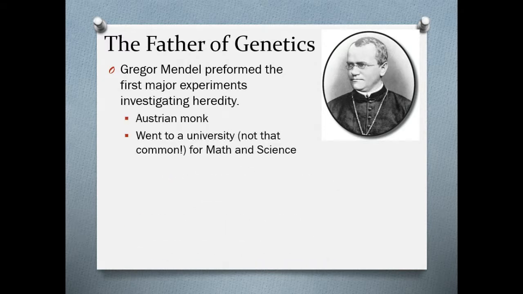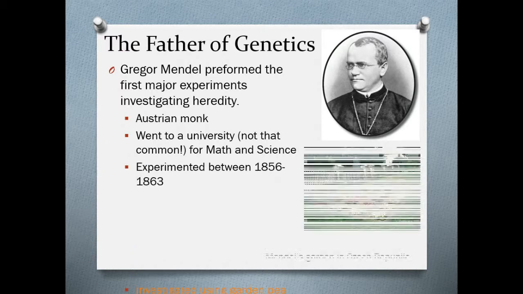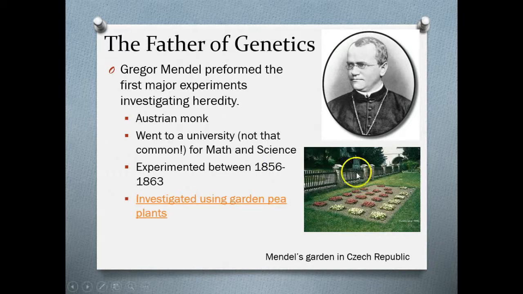He went to a university, which was not that common at the time, for math and science. He did his experiments between 1856 and 1863. And this is a picture of his pea plant garden in the Czech Republic, which still exists today. Now, he did his experiments using pea plants for a number of reasons.